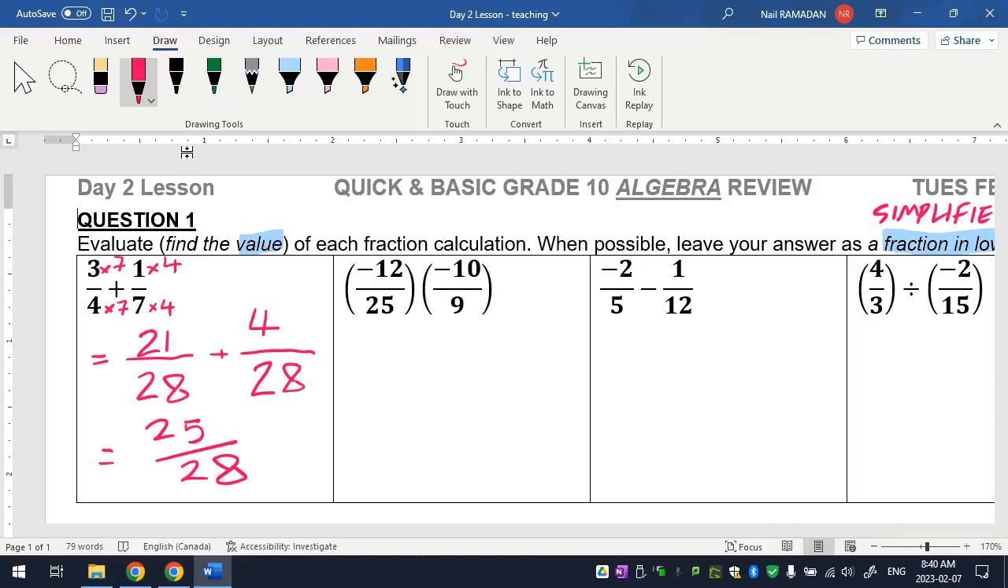Are there any common numbers between them except for 1? Nope. Which means what? Are we done? We are. Perfect. Check mark.